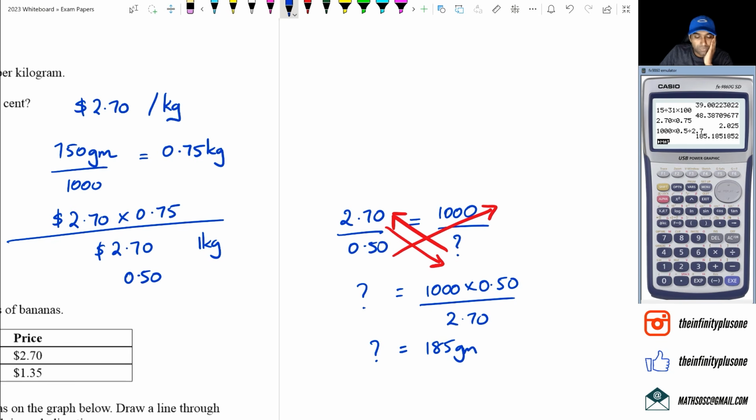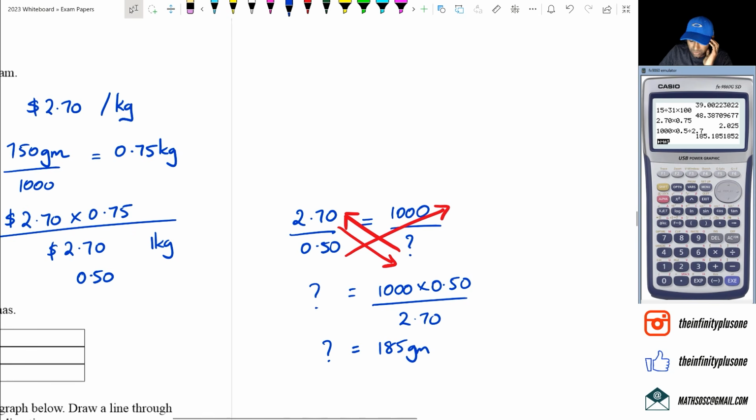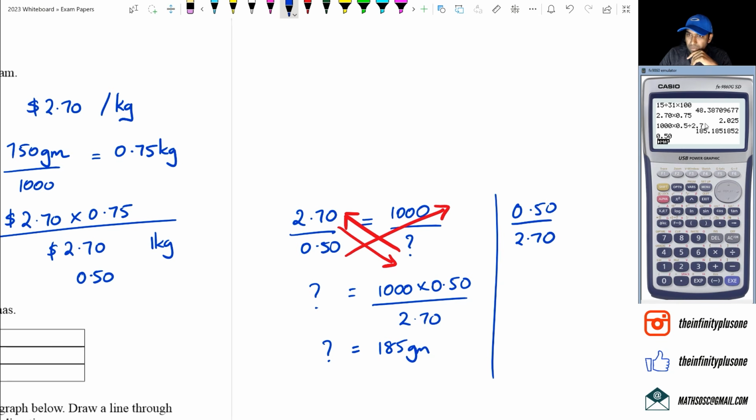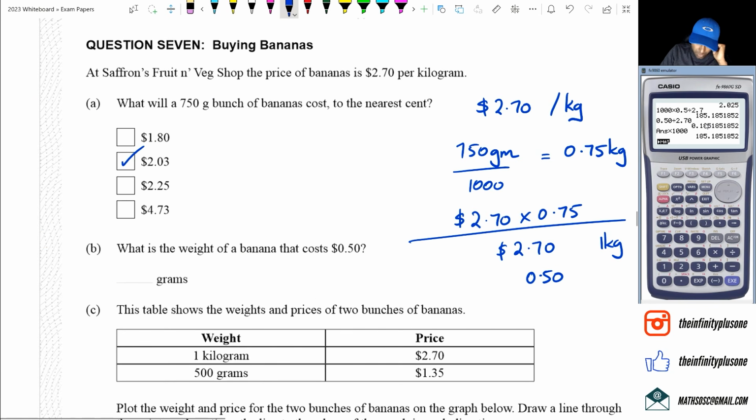All right. Now, another way you could do this is to take the proportion of 50 cents divided by $2.70. If we go 50 cents divided by $2.70, what we get is 0.185 kgs. And if we multiply that by 1,000, it's going to give us grams. So we're doing this as a proportion, multiplying by 1,000 grams, which gives us 185 grams as well. So I'm going to go back here and throw in 185 grams there.